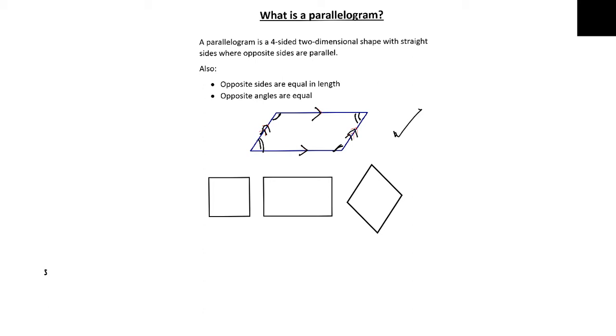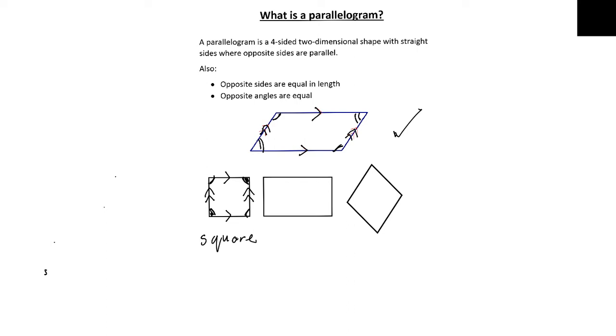However, if we think of the definition of a parallelogram, let's take the example of a square. A square has one set of opposite parallel sides there, another set of opposite parallel sides there, and its opposite angles, those 2 are the same, and this pair of opposite angles are also the same. So in fact, a square also fits the definition of a parallelogram.